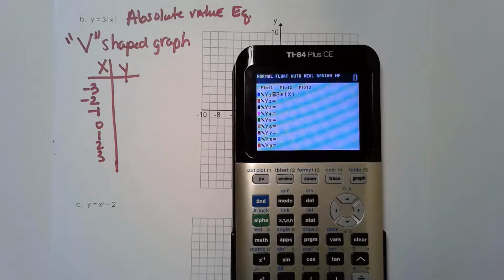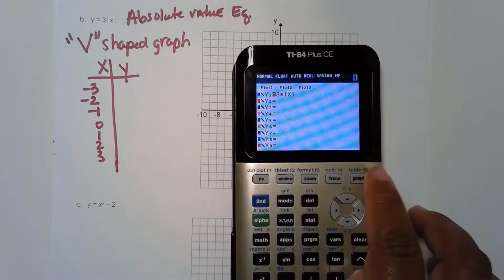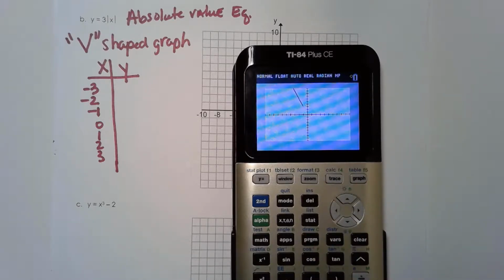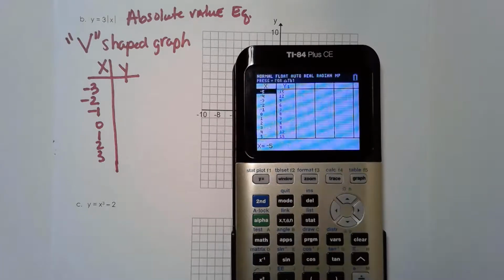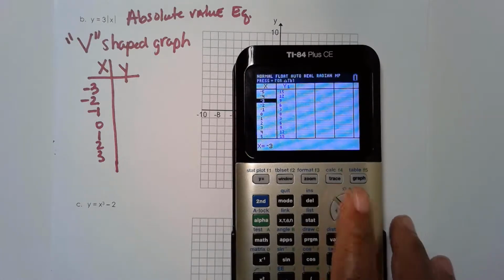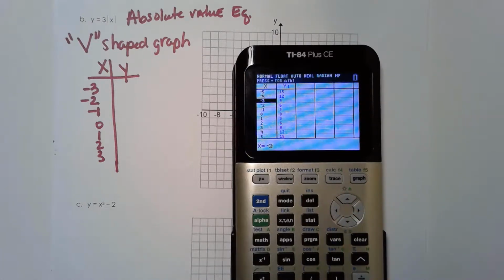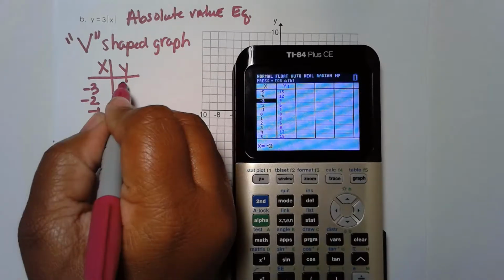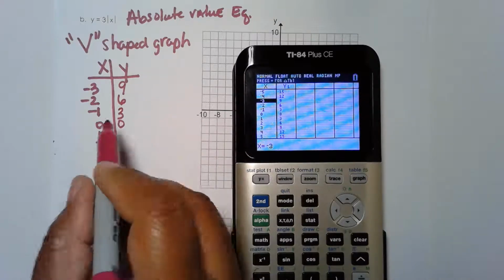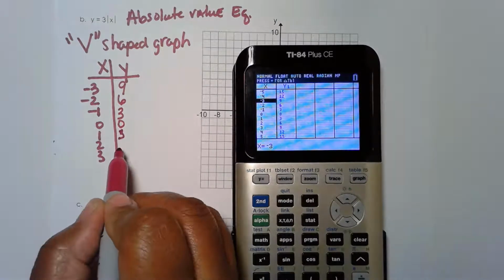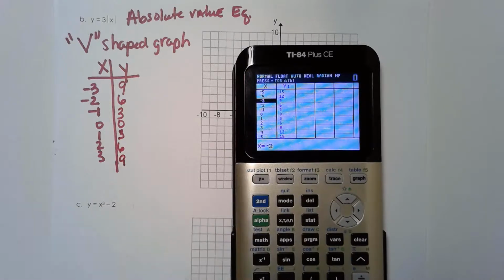All right. And now we can graph it so we can see the shape of the graph. It's going to be in the shape of a V. We see that. And I want to see the points that we would plot. So I'm going to press second and table. And let's put in those values there. We have 9, 6, we have 3, 0, and then we have 3 again, 6, and 9.